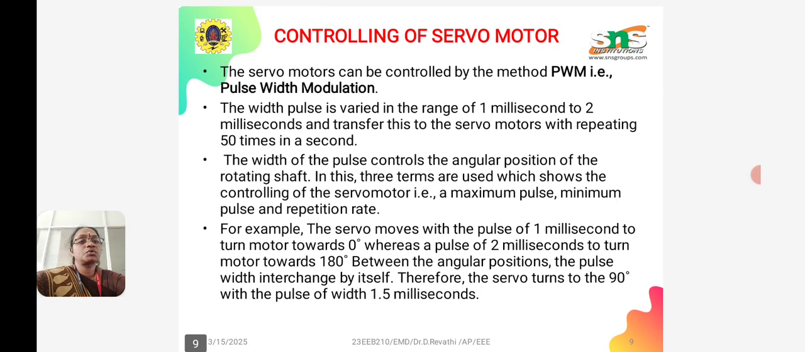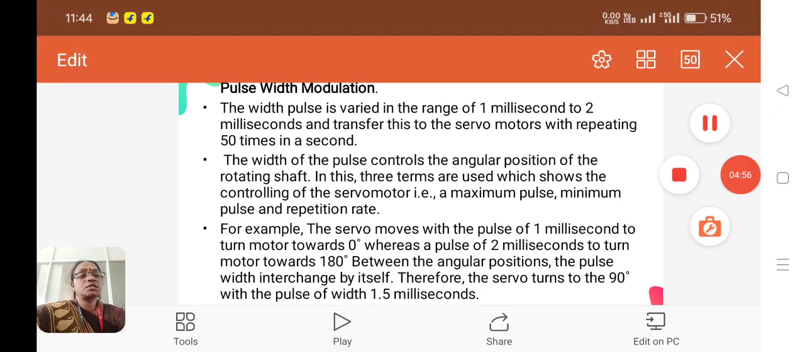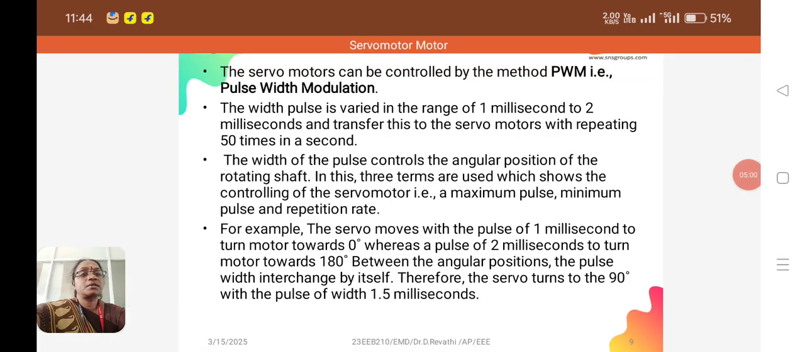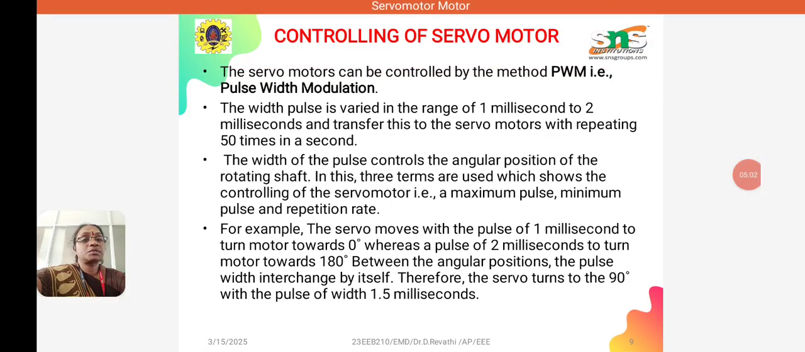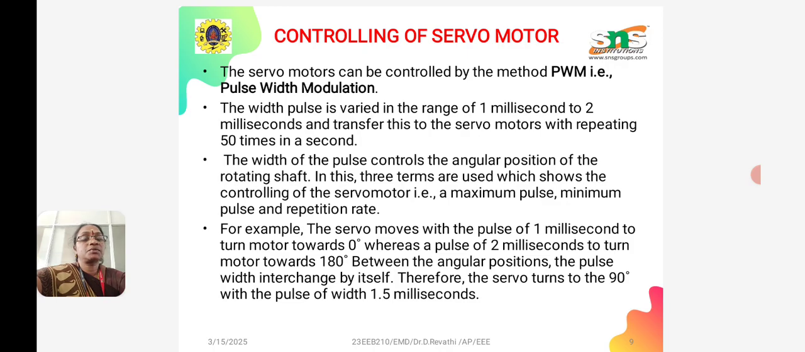Now, controlling of the servo motor. The servo motor is controlled by pulse width modulation. We should know what pulse width modulation is. The width of the pulse is varied in the range of 1 millisecond to 2 milliseconds and transferred to the servo motor, repeating 50 times in a second. The width of the pulse controls the angular position of the rotating shaft, and three terms are used which show the controlling of the servo motor: maximum pulse, minimum pulse, and repetition rate.